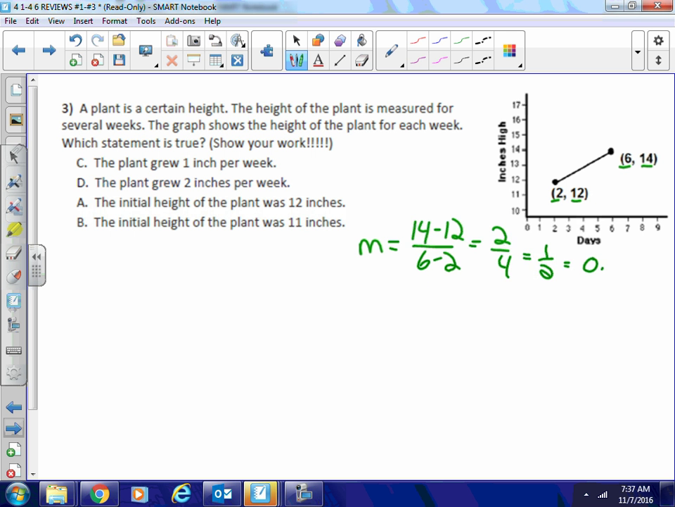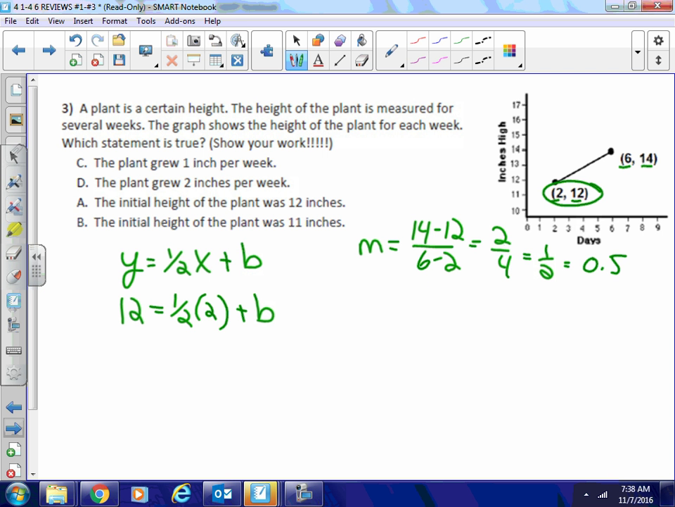And 0.5 might be helpful for this problem. And we've got our slope. So far, we know this much. Y equals 1/2 x plus b. Once again, too many letters to solve for b, so let's plug in an ordered pair. For y, we'll plug in 12. For x, we'll plug in the 2. And 1/2 times 2 is 1. 12 equals 1 plus b, then b must be 11.